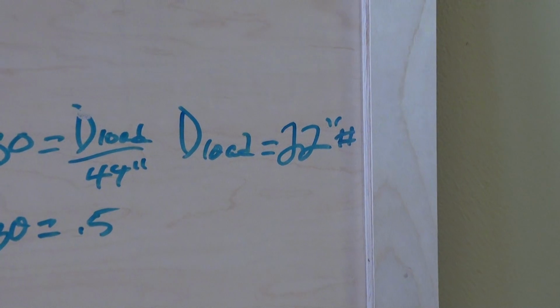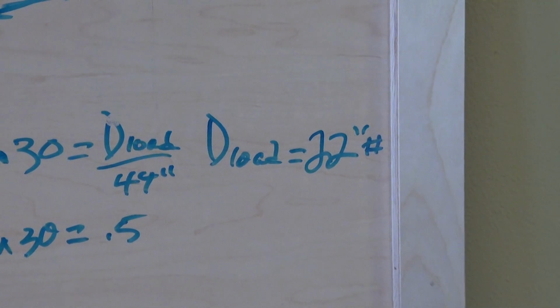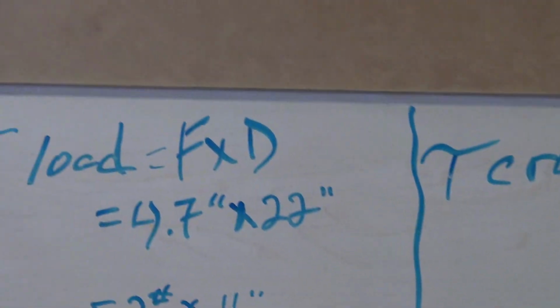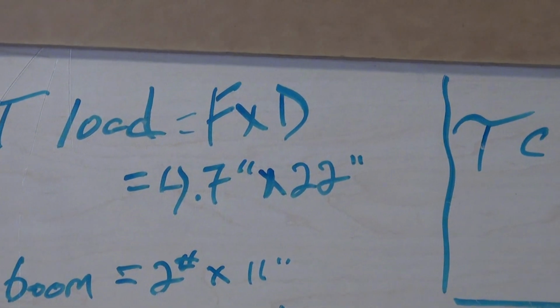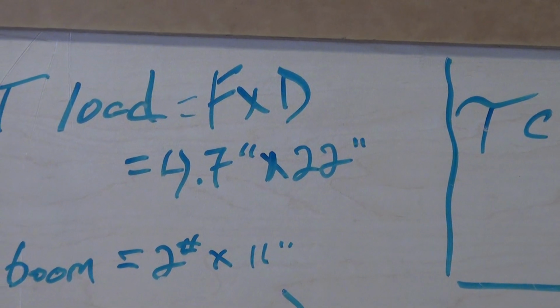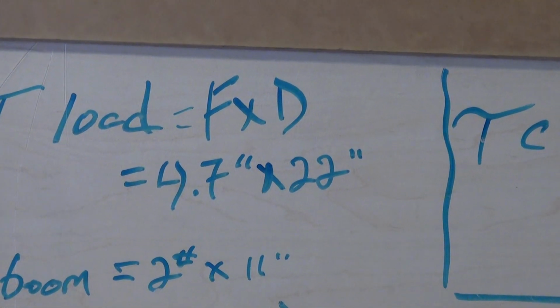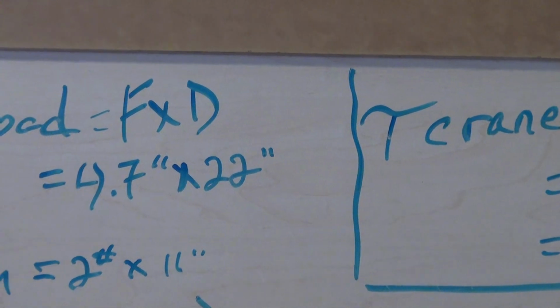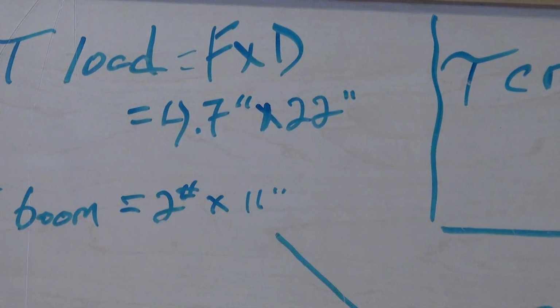Correct. And then the torque for the load is 22 inches multiplied by the force or the weight of the load, which is 4.7 pounds. So we get 103 inch-pounds. Exactly. And what's next? What did we forget?